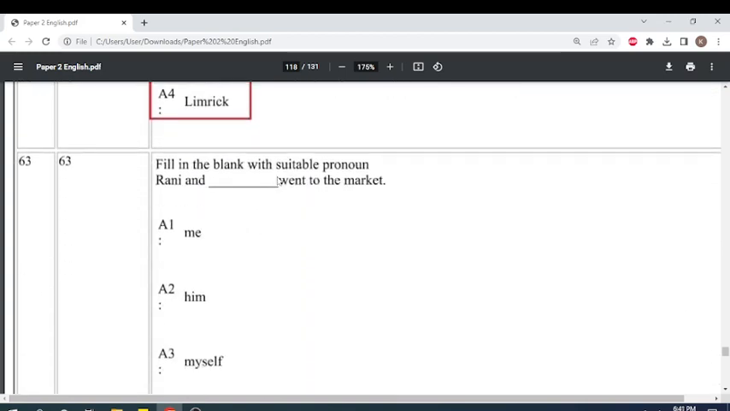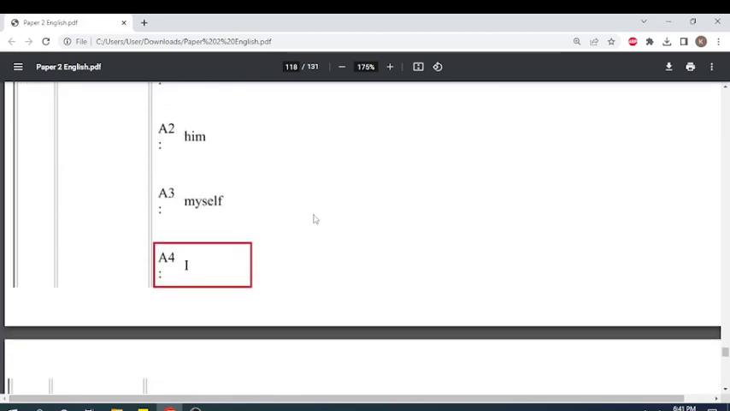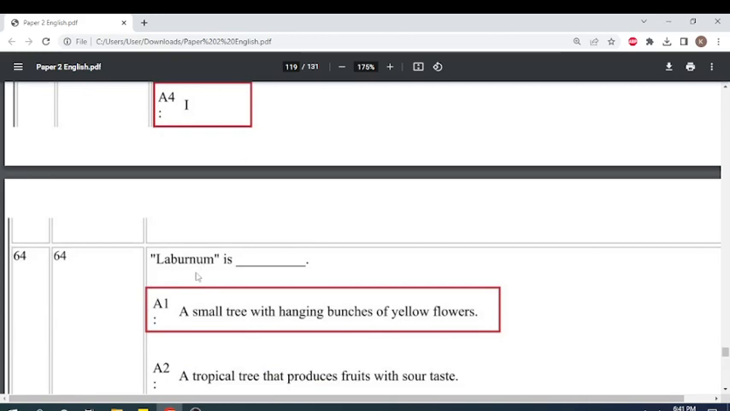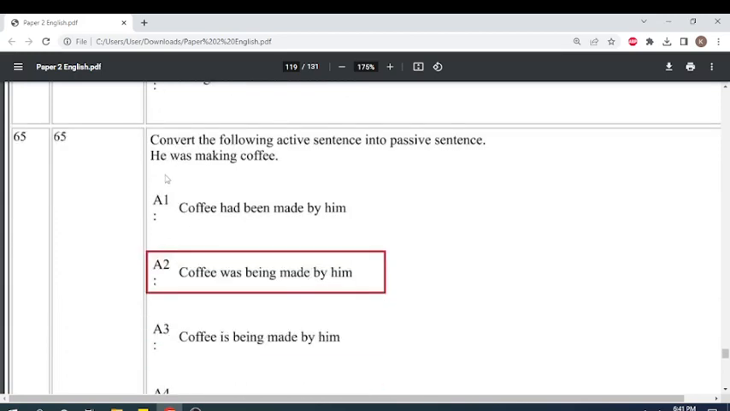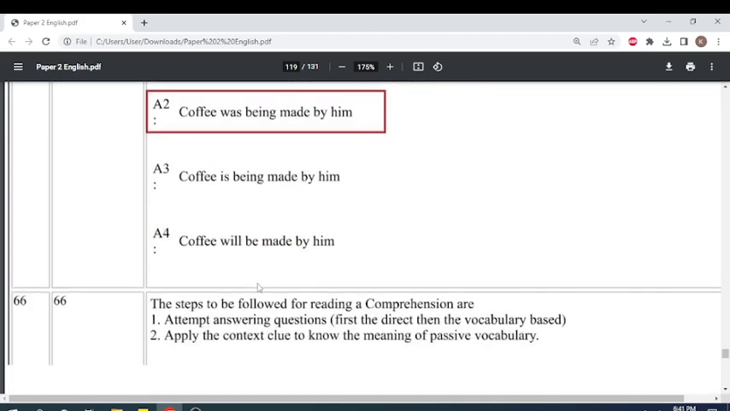63. Fill in the blank with suitable pronoun. Ronnie and dash went to the market. I. Laburnum is dash. A small tree with hanging bunches of yellow flowers. 65. Convert the following active sentence into passive sentence. He was making coffee. Answer A2, coffee was being made by him.